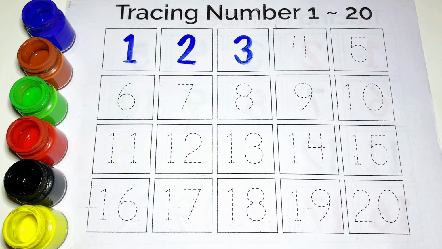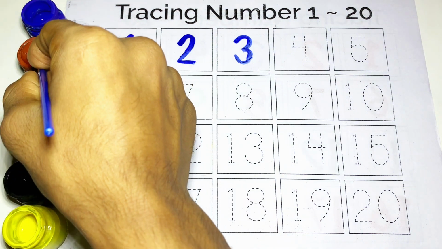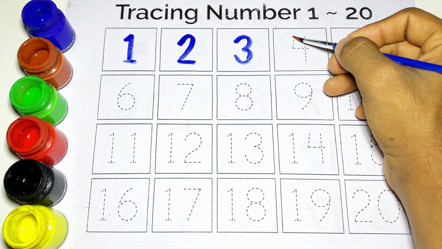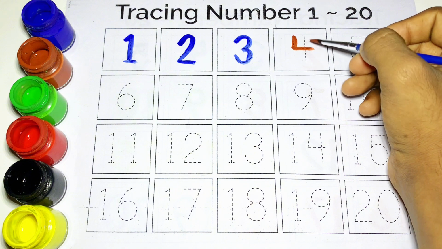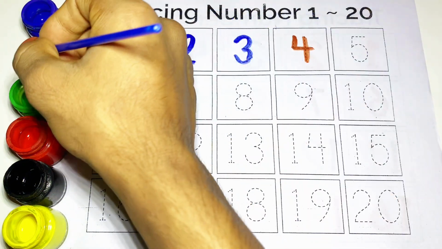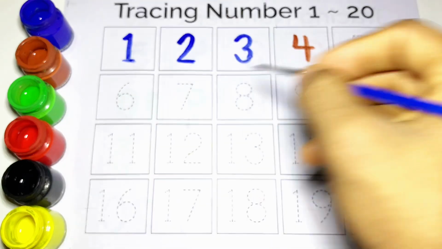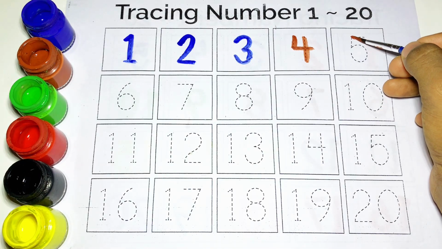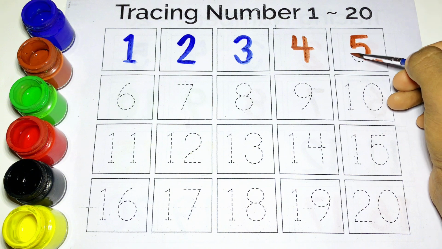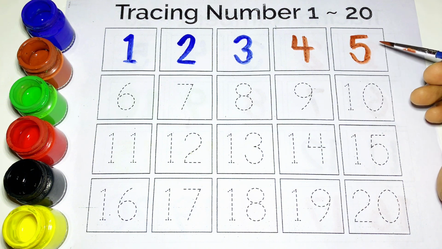Kids, now draw 4. The number 4, and use brown color, brown color. F, O, U, R, 4. The number 4. Kids, again use brown color and draw 5. The number 5. F, I, V, E, 5.